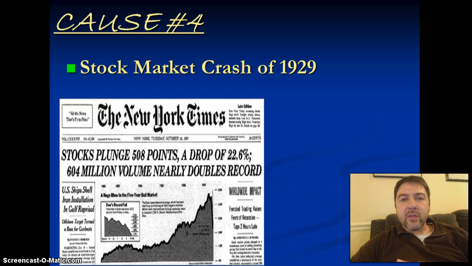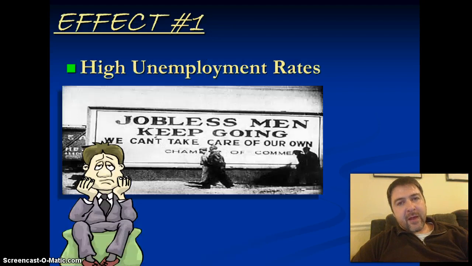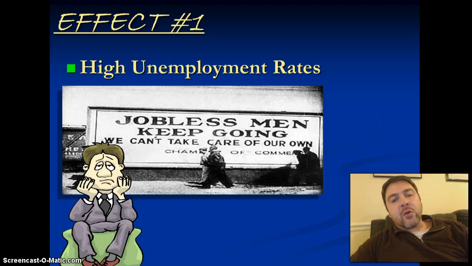We'll now move over to the other side of the sheet and take a look at our 4 effects of the Great Depression. Okay, the first effect has to do with unemployment. Unemployment during the Great Depression went sky high. So in the first box, let's put down high unemployment rates.